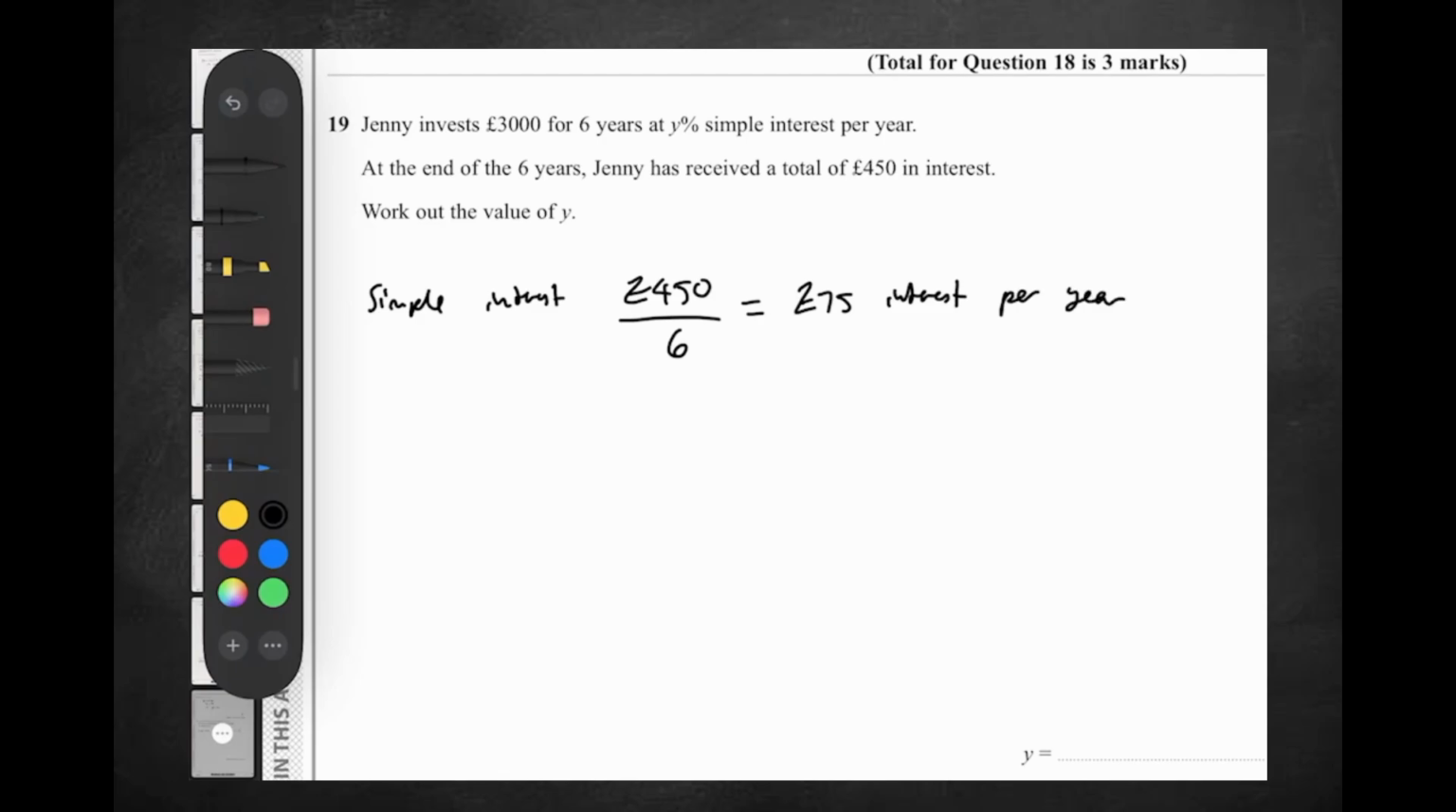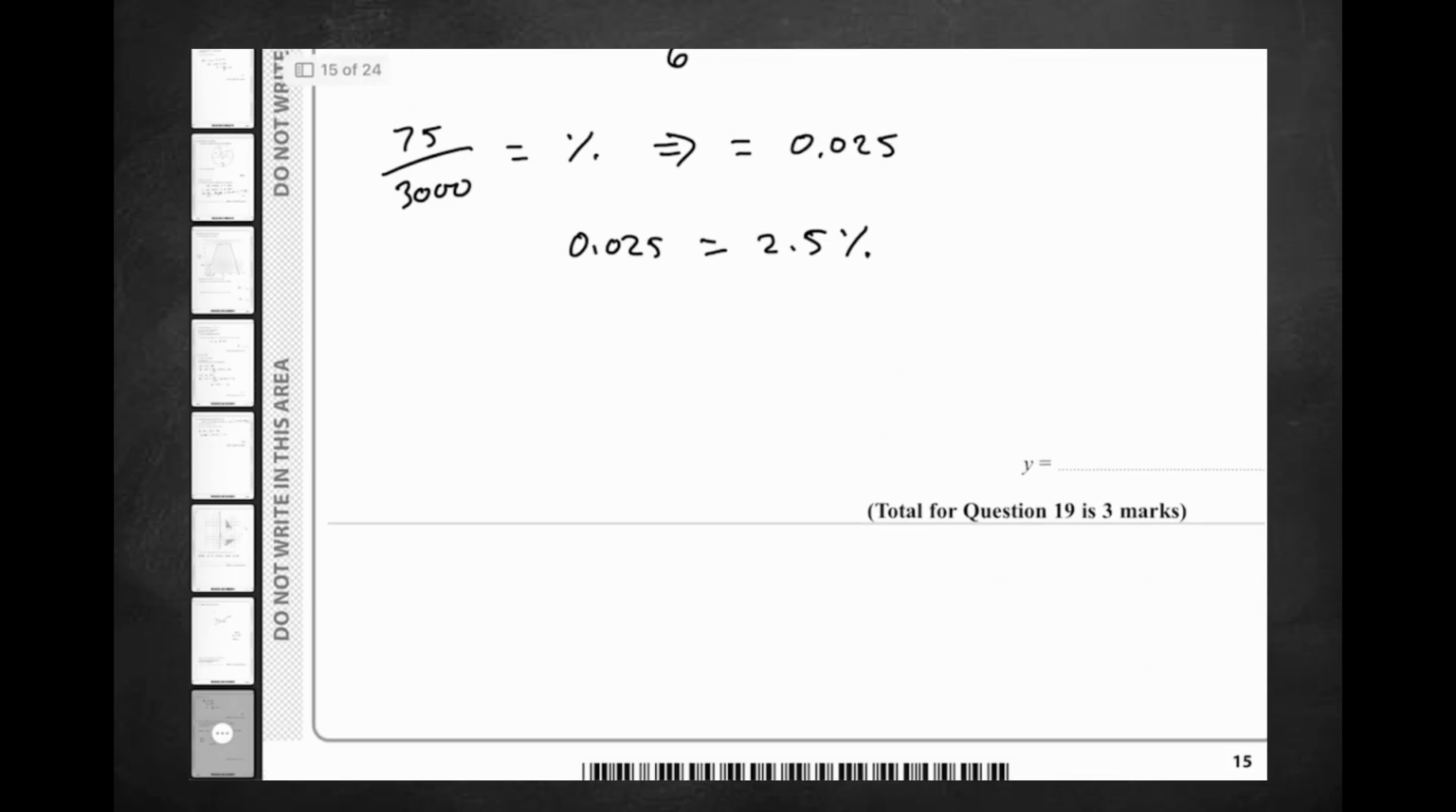So to work out the percentage, we need to do 75 divided by the original investment equals percentage. Therefore, it equals 75 divided by 3,000. I will do that on my calculator. 0.025. So 0.025 is going to be 2.5% once we've multiplied the figure by 100 to get it into percent form. And that's going to be our answer, 2.5%.